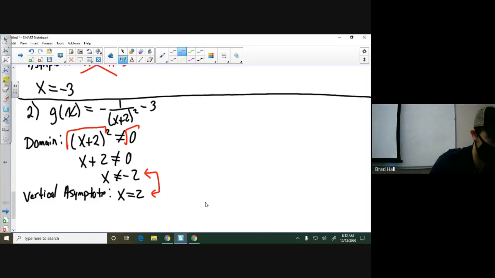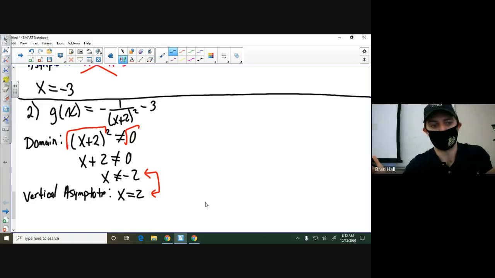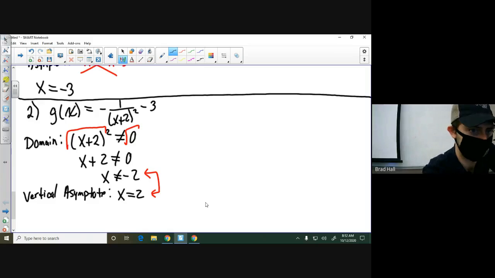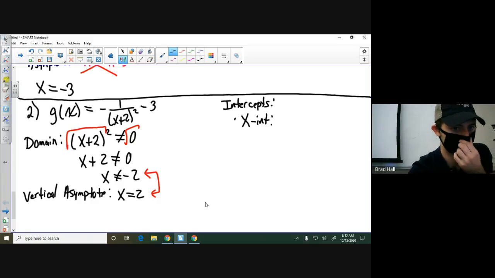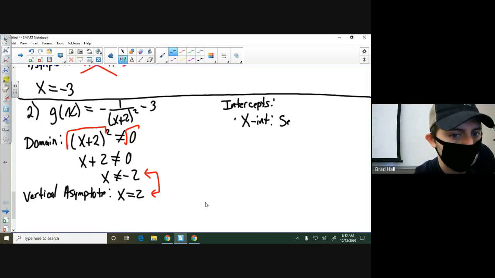So that's the domain, and we got the vertical asymptote out of it. So we'll keep that in mind. Let's look at the intercepts. There are two intercepts. So x-intercepts at y equal to 0.